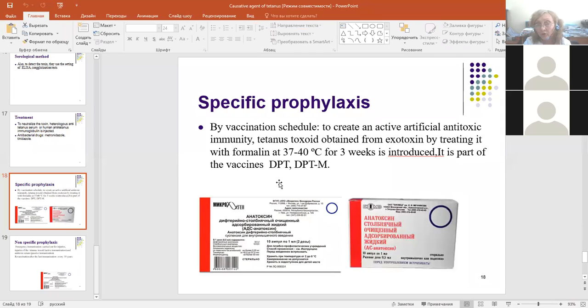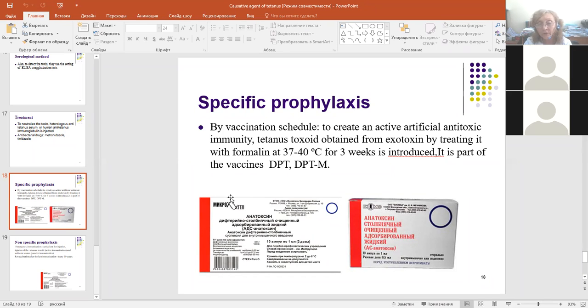And in Russia, by the Russian vaccination schedule, vaccination is continued against diphtheria and tetanus by using 2 toxoids, the DT preparation without P. This is anatoxin, consisting of diphtheria toxoid and tetanus toxoid. And an adult should be vaccinated by the Russian vaccination schedule every 10 years.